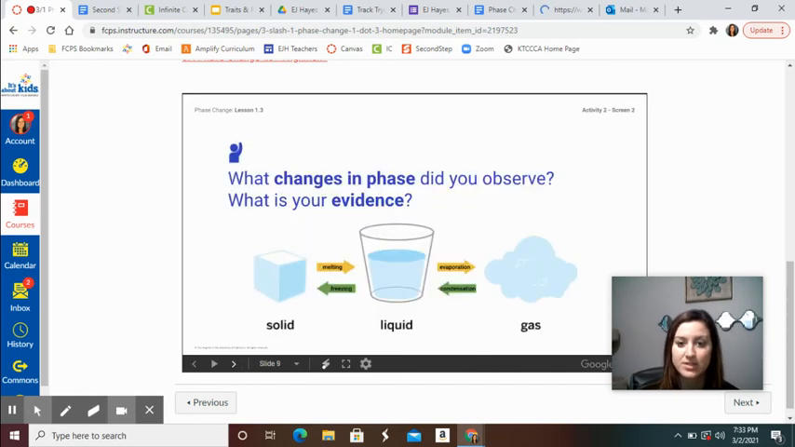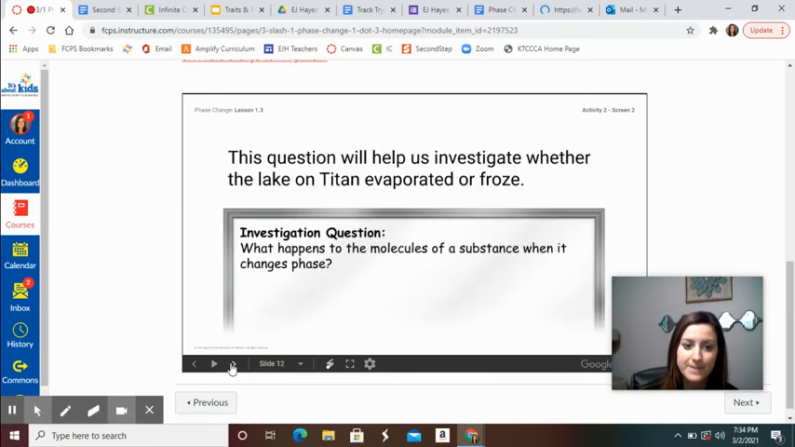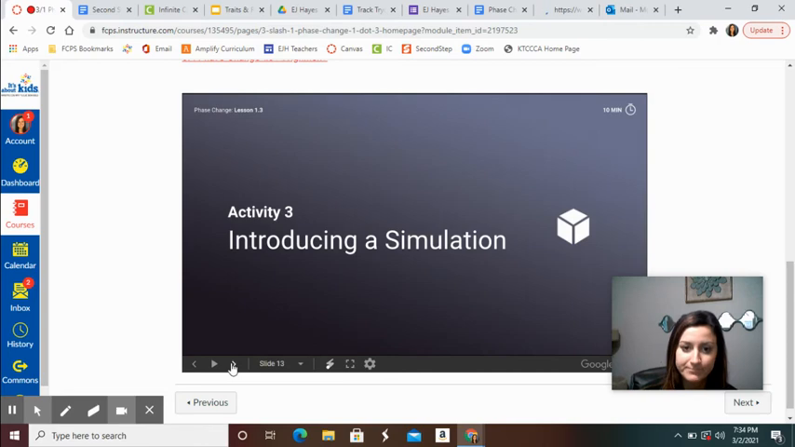This is the image I showed y'all last time to show you how these phases go back and forth. Solid melts to liquid, liquid evaporates to a gas, gas condenses to liquid, liquid freezes to solid. So it's a really important image to solidify what we're doing.